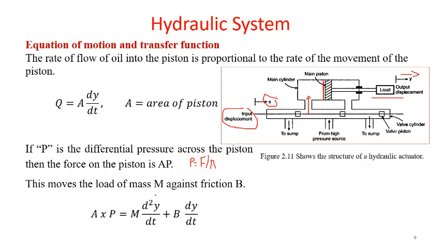Hence we can equate and write the equation. Here this is the applied force, that is the fluid force, which we call F. So F is equal to pressure into area, that is equal to the mass M and the frictional resistance which is going to occur. So M into d square y by dt square plus B into dy by dt. Here y is the linear displacement. So this is going to be the equation.